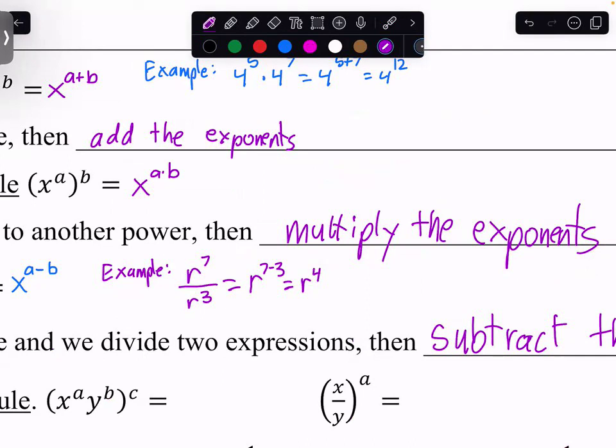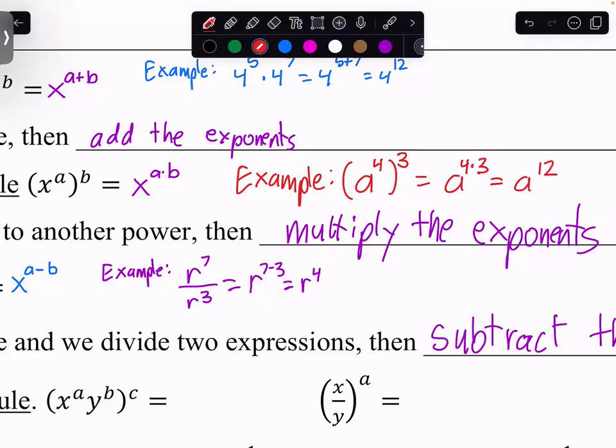As before, let's go ahead and add an example in this space. Let's say that we had something like a to the fourth power, all to the third power. You would keep that a, but then for the new exponent, you would multiply the two old exponents to get a new exponent of 12.